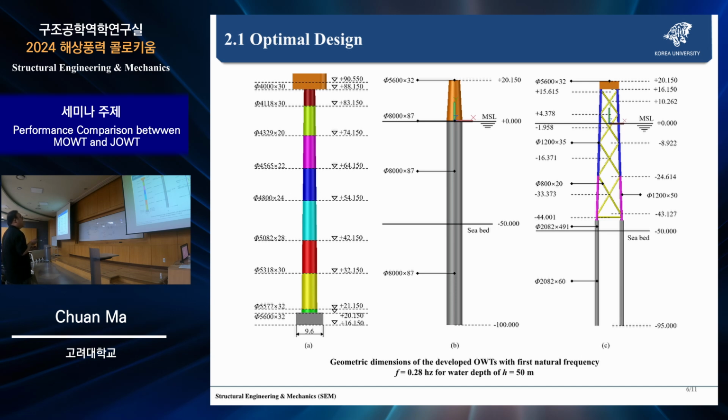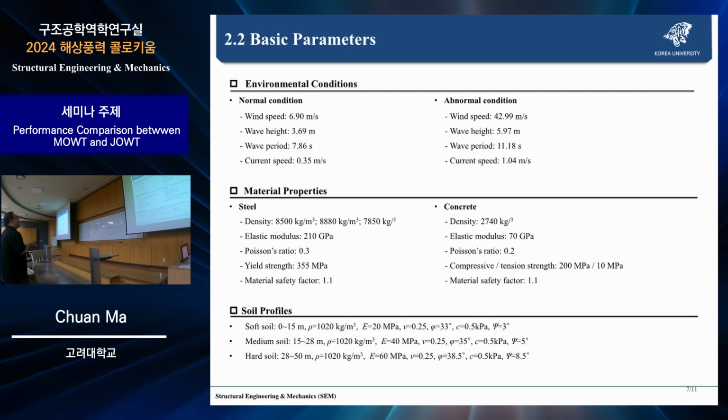And this is the final geometric dimension of the proposed offshore wind turbine for the monopile and jacket. Finally, we have the natural frequency: the first natural frequency is 0.28 Hertz, and the water depth is 50 meters. And there are some basic parameters in our simulation: the environmental conditions, material properties, and soil profiles.